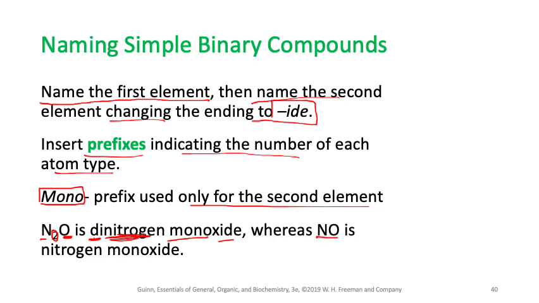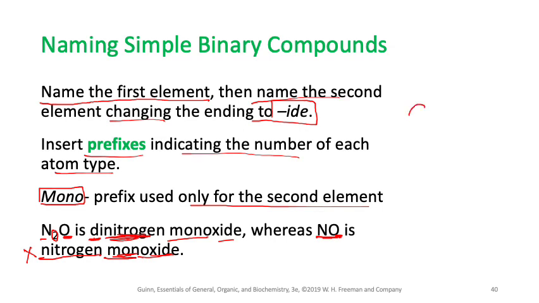Similarly for NO, what should be the name? How many atoms of nitrogen do you have? 1. If the number of atoms for the first non-metal is 1, we usually don't write mono, but for the second non-metal we have to write mono even though it is 1. So remember this. In this case we are not writing any prefix for nitrogen, we're just writing the name of the non-metal, and then for the second non-metal, even though it is 1, we still have to write mono. This is a rule.